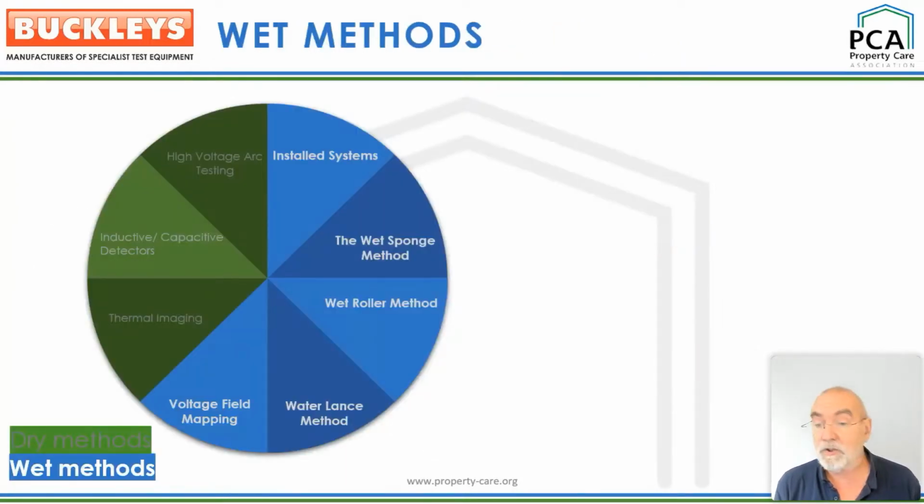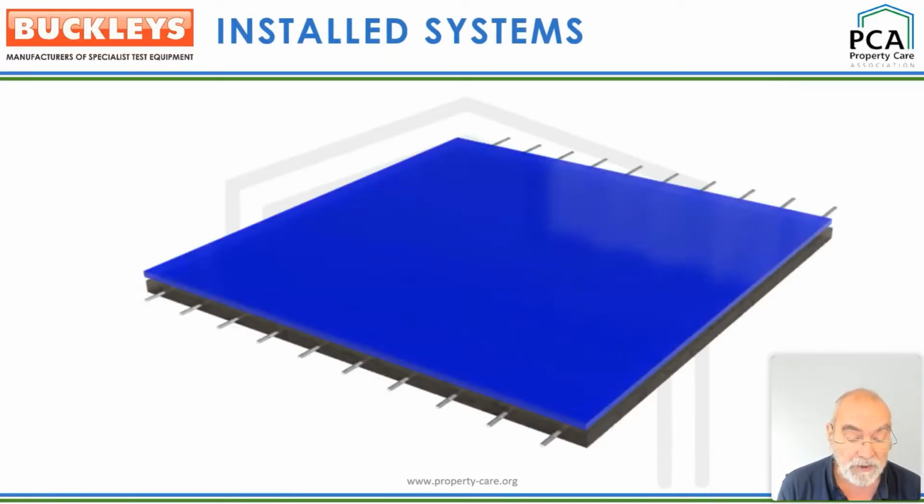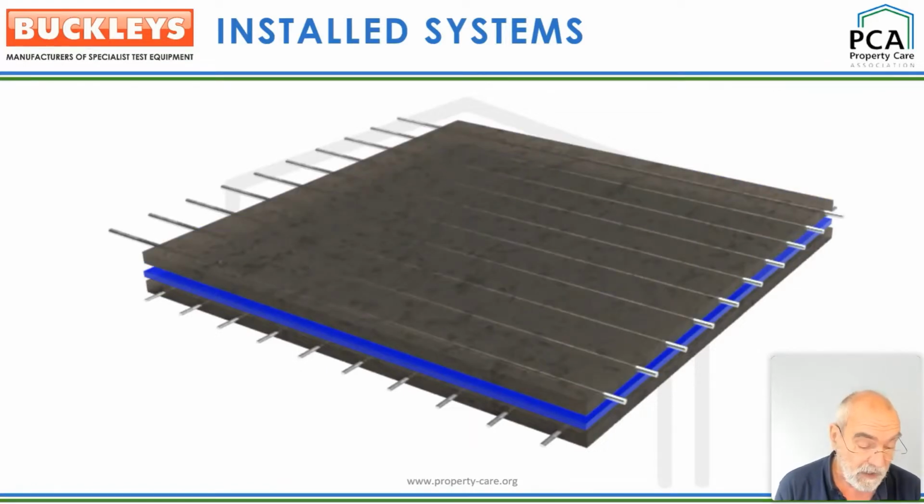So let's dive in and look at the range of wet methods. We'll start with permanently installed systems. Permanently installed systems rely on a grid, either of discrete water sensors or perpendicularly arranged conductors. The electronic scanner monitors these conductors to determine whether there's a leak, and if so, where in the grid it is located.